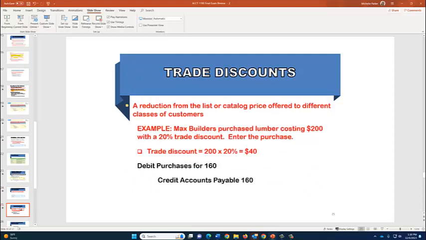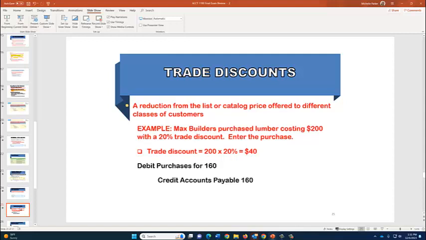Remember how to apply trade discounts. Now, trade discounts are different from the early payment discounts that we just looked at. They are a reduction from the list or the catalog price offered to usually really good customers that do a lot of business with the company. So we have an example here.